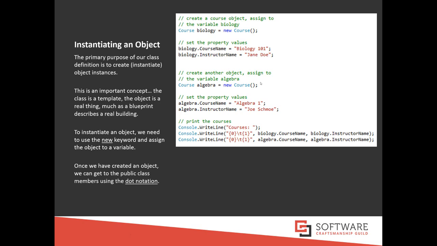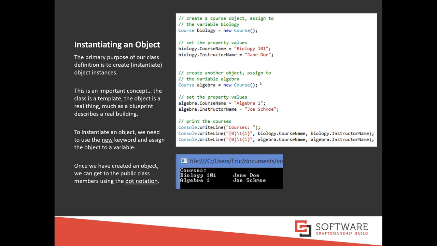So let's print out courses. And we'll do console.writeLine, substitution 0, tab, substitution 1. And what data would I like to pass in? Well, I would like the course name from the biology object and the instructor name from the biology object. And then on the next line, I want to do the same thing, but this time I want the course name from the algebra object and the instructor name from the algebra object. And we'll see when that runs, it will print out the data that exists inside those objects. It's as simple as that.